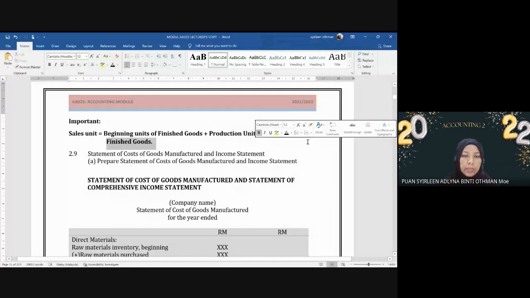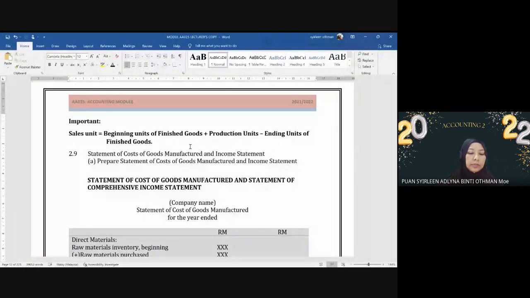Alright, once you are done with the calculation of costing, yang itu is a separate one. Now kita nak prepare statements. Untuk AA025, we have 2 types of statements yang kita akan guna ulang-ulang kali. We seldom focus on financial position. We focus more on income statement.